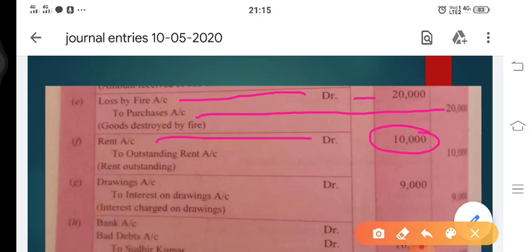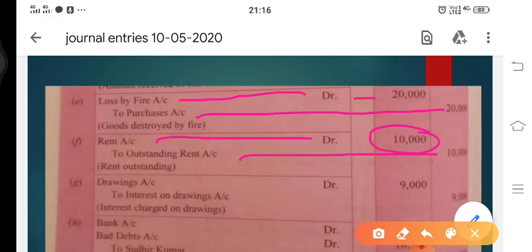But this expenditure we have not yet paid. That means it is outstanding. So technically cash is not going. We have to credit that person to whom we have to pay, and here that person is a representative called outstanding expenditure. So here rent account is debited because of expense, and outstanding rent account got credited because it is to be paid, and hence it's a liability which got credited.